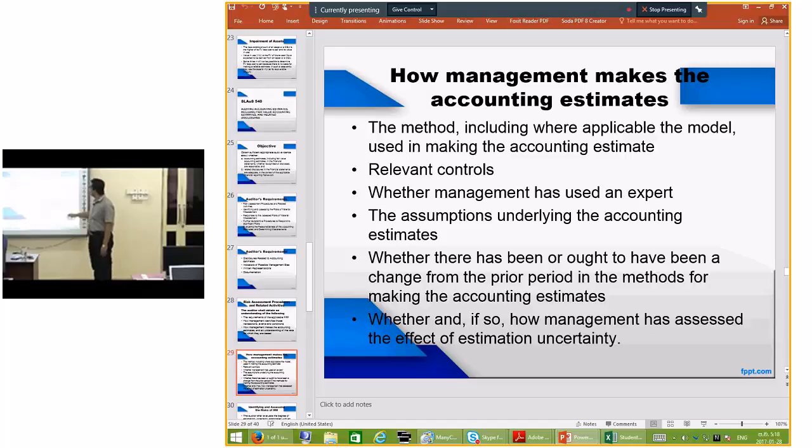Then the methods, including where applicable the model used in making accounting estimates, then relevant controls, whether the management has used an expert, the assumptions underlying the accounting estimates, whether there has been or ought to have been a change from the prior period in the methods for making the accounting estimates, and whether and if so how management has assessed the effect of estimation uncertainty. So basically what you want to take out of this is to understand how management has made the assumptions. Already we discussed, right?